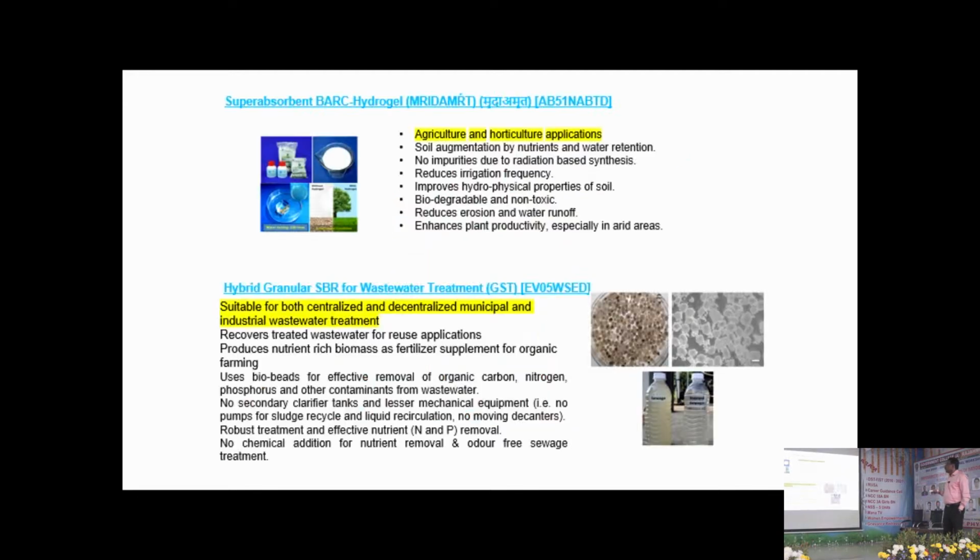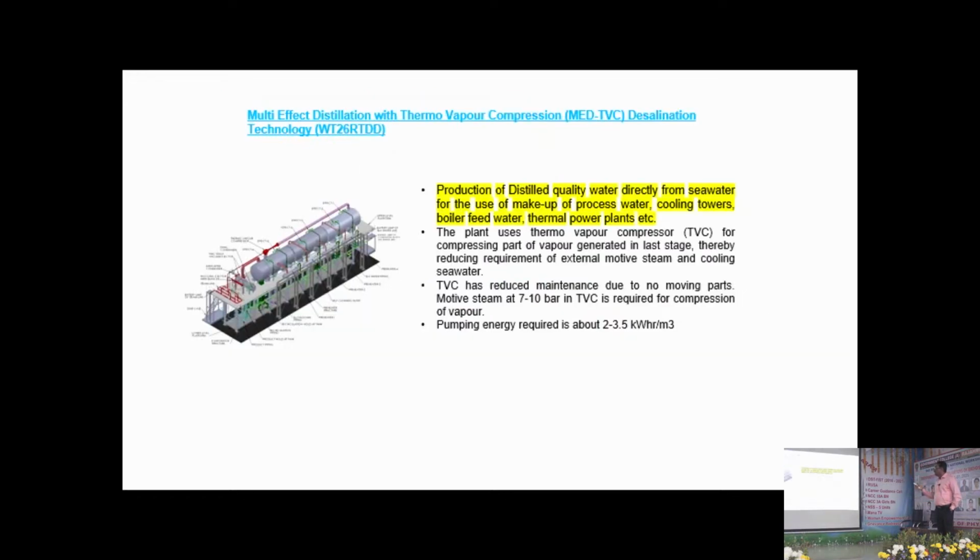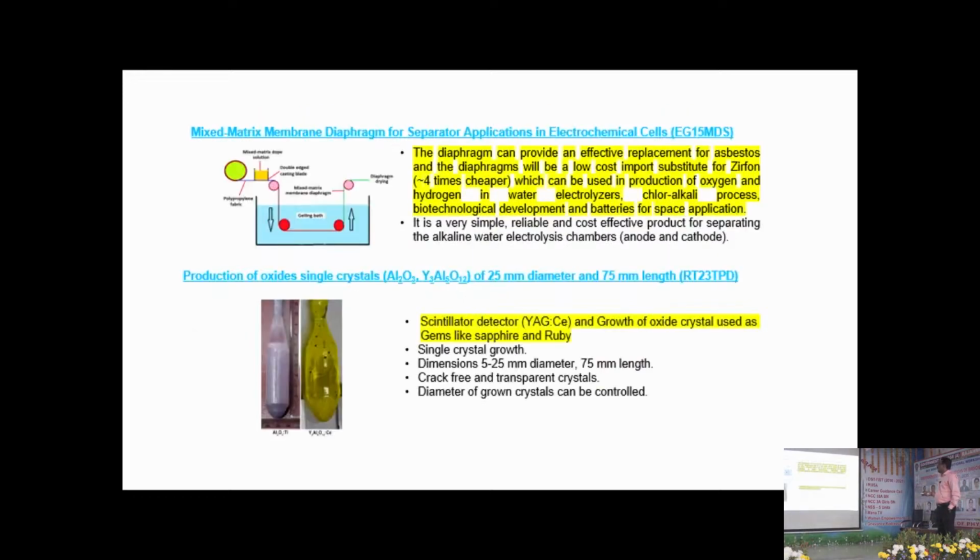So other technologies I will speedily run through. Super absorbent BARC hydrogel. This is a hydrogel powder. Normally the chemical hydrogels can take water up to 350 times, whereas an irradiated hydrogel, because we can control the properties, can take up to 550 times water. So if you sow it along with the seeds, this will retain water and irrigation requirement can be drastically reduced. So this is the idea. This is the hybrid granular water treatment plant I also explained.